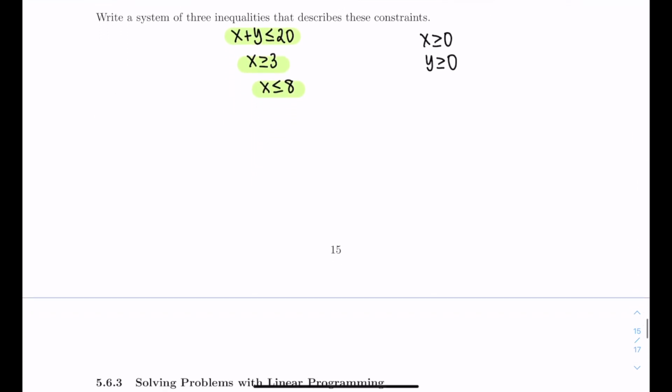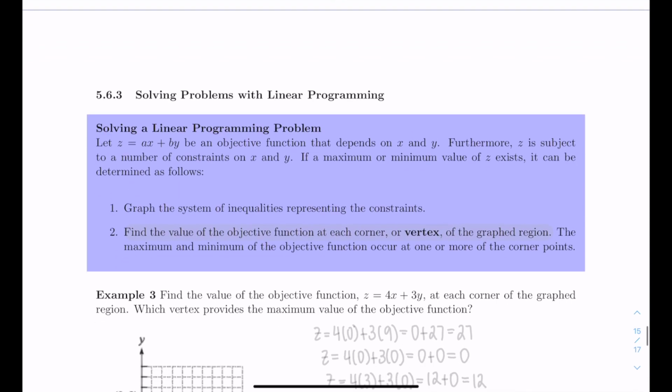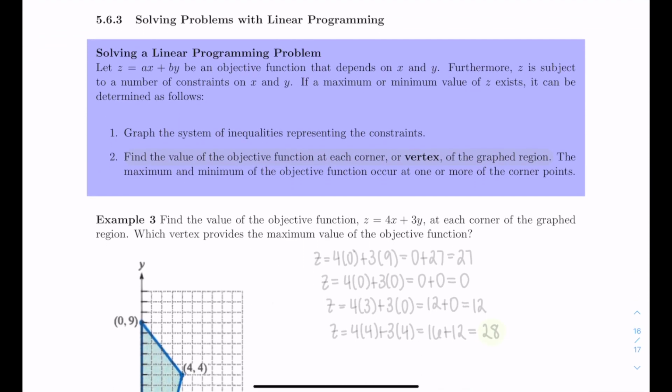Now, how do we solve problems with linear programming? So we're going to let Z be equal to AX plus BY, and this is going to be the objective function that depends on X and Y. Furthermore, Z is subject to a number of constraints on X and Y. If a maximum or minimum value of Z exists, it can be determined as follows. First, we're going to graph the system of inequalities representing the constraints. Then we're going to find the value of the objective function at each corner or vertex of the graphed region. The maximum and minimum of the objective function occur at one or more of these corner points.